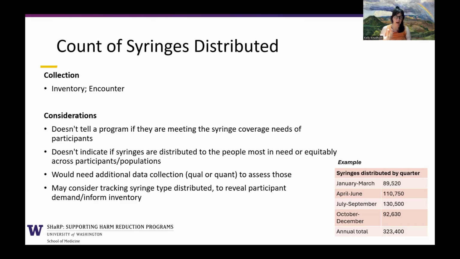But when deciding how to track or collect it, programs want to think about their service model, their staffing, and their goals. For instance, if a program is moderately high volume and wants to offer quick anonymous services, an encounter system where staff are marking how many syringes are out with a unique ID would meet those goals.